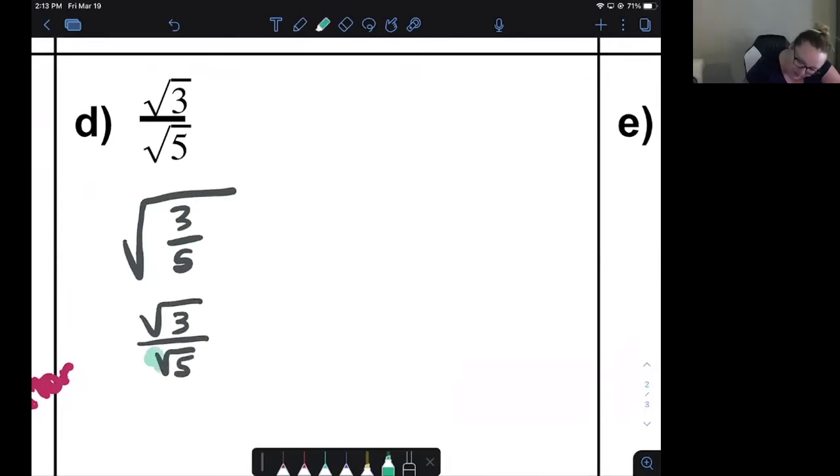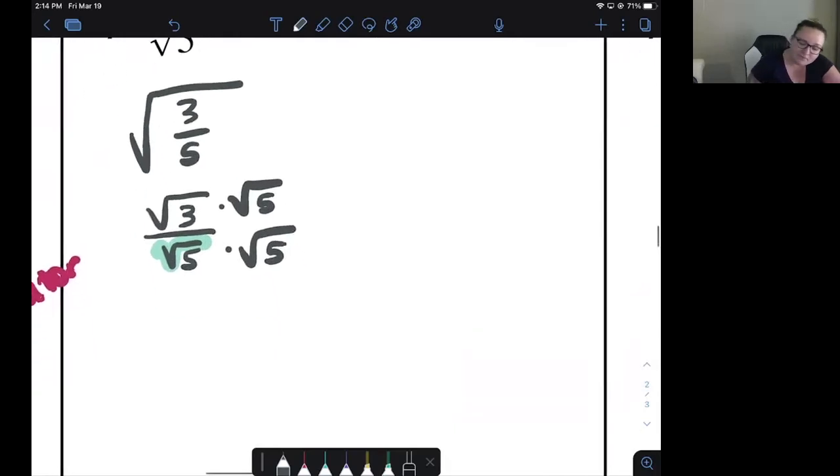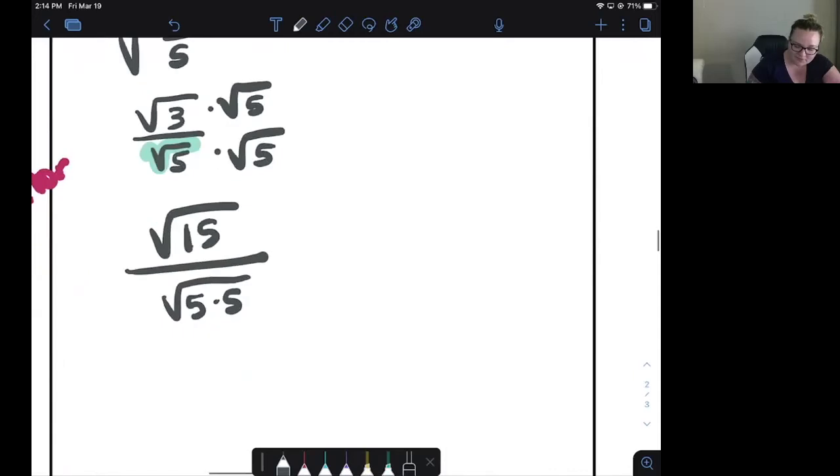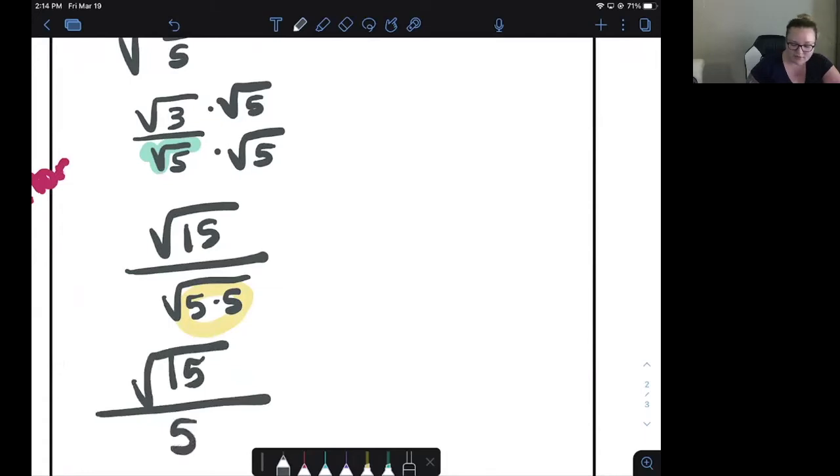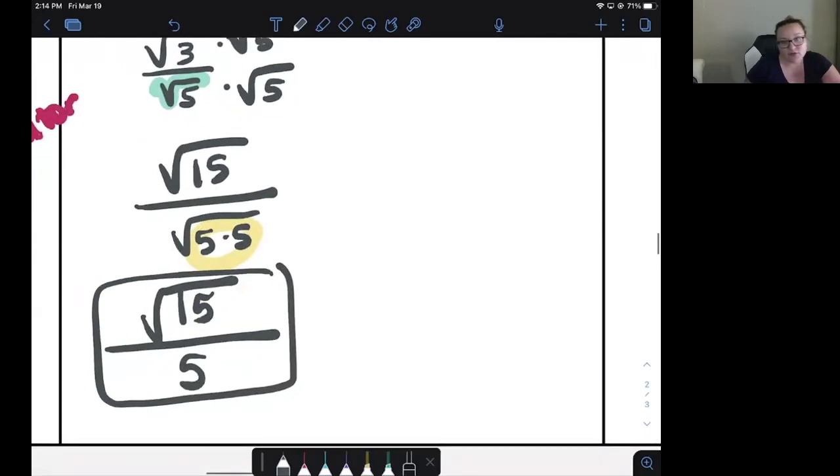But it's bad form to leave this radical in the denominator. So what do we do? We multiply the numerator and the denominator by that radical. So root 5. And what do we get? Well, the square root of 3 times the square root of 5 is root 15. Then root 5 times root 5 is root 5 times 5. Well, hey, there's a group of 2 5s under that radical. Bring it out. So root 15 over 5 is our final answer. There's no longer a radical in the denominator, so it's in proper form.